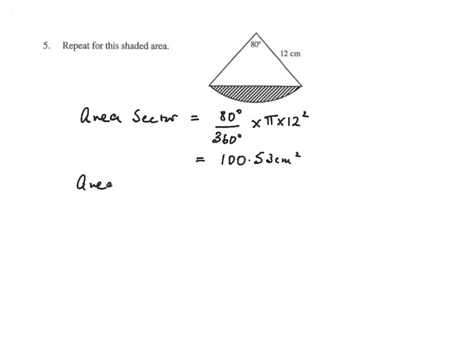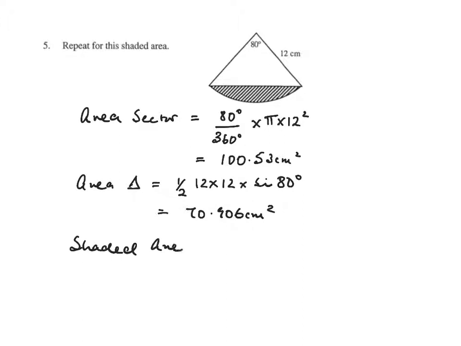Now we want to work out the area of the triangle. That's a half of 12 times 12 times the sine of 80 degrees. That comes to 70.906 centimetres squared. And the shaded area then is 100.53 minus 70.906, which gives us 29.62 centimetres squared.